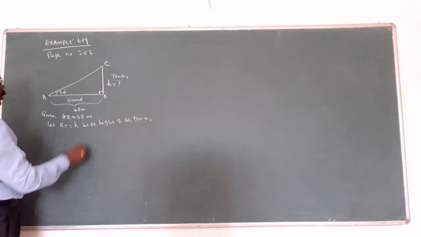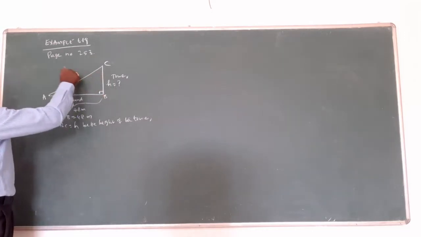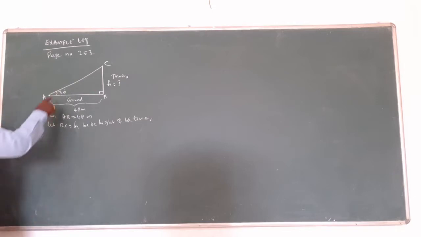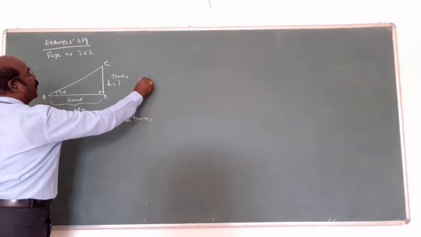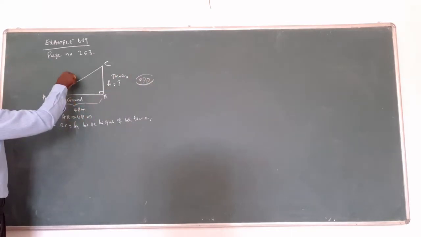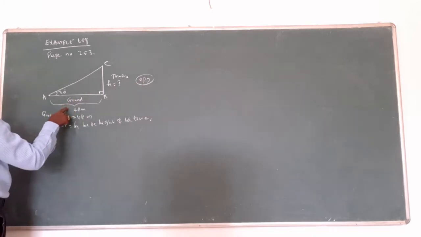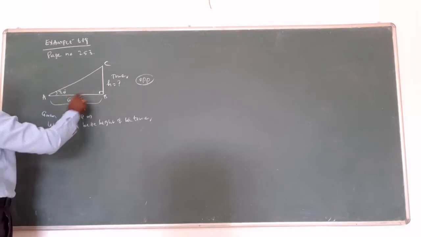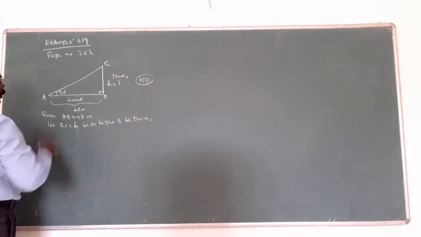Now, this is given, this is asking. What about this one? This is not given, not asking. But this is the angle, you know. The side opposite to the angle is called the opposite side. This is the height. This is the hypotenuse. Opposite is asking. Hypotenuse is not given, not asking. Opposite is asking. Edge is given.